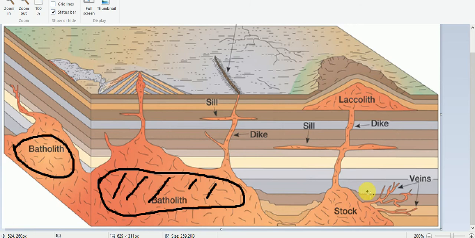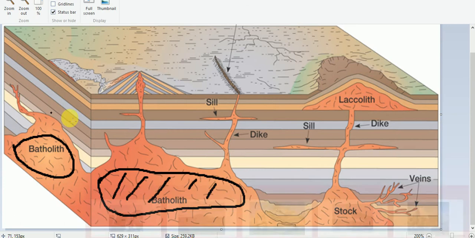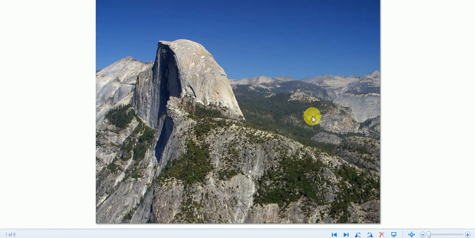And here we have, after erosion, these batholiths will be exposed on the surface. I will show you one photograph. This is an example of a batholith. See here, this portion was once under the ground, in the earth interior. Due to erosion, it has been exposed on the surface, and this is an example of a batholith.